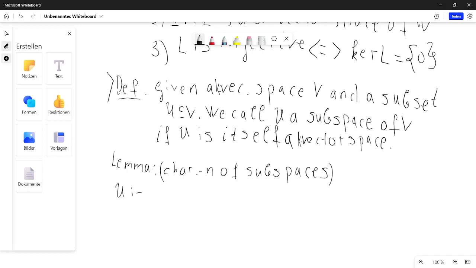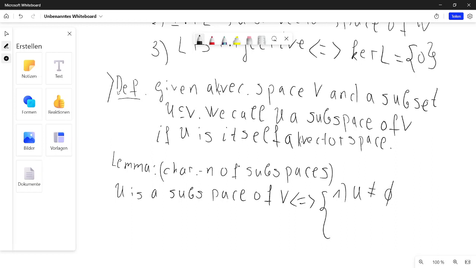U is a subspace of V if and only if all three properties hold. U is not empty, but these three properties are usually much easier to prove than the definition, easier than to check the definition.